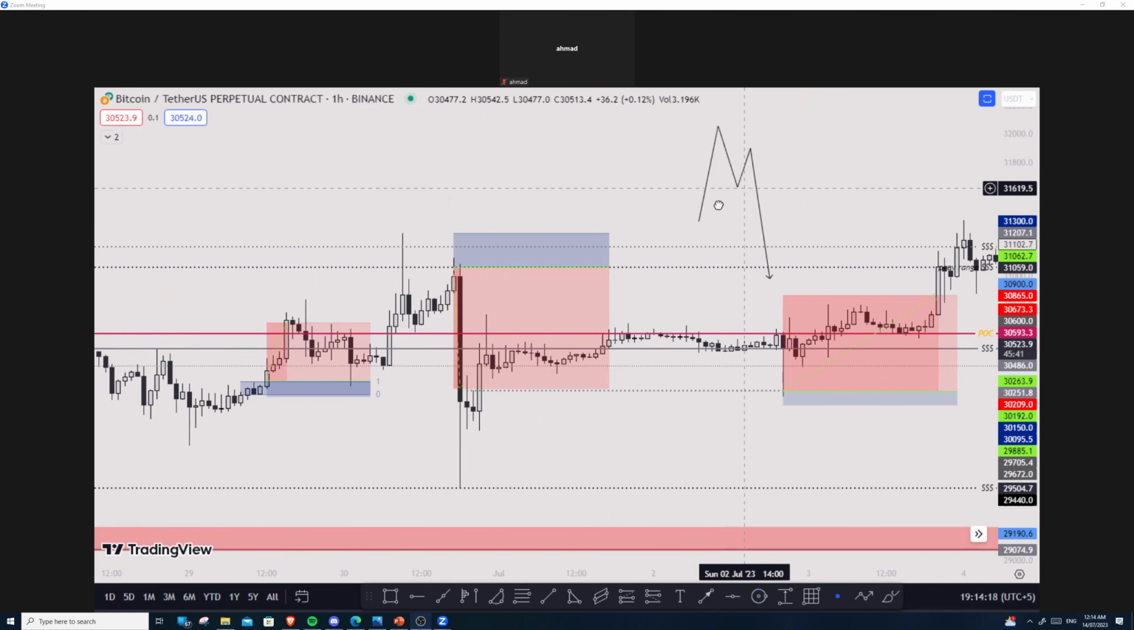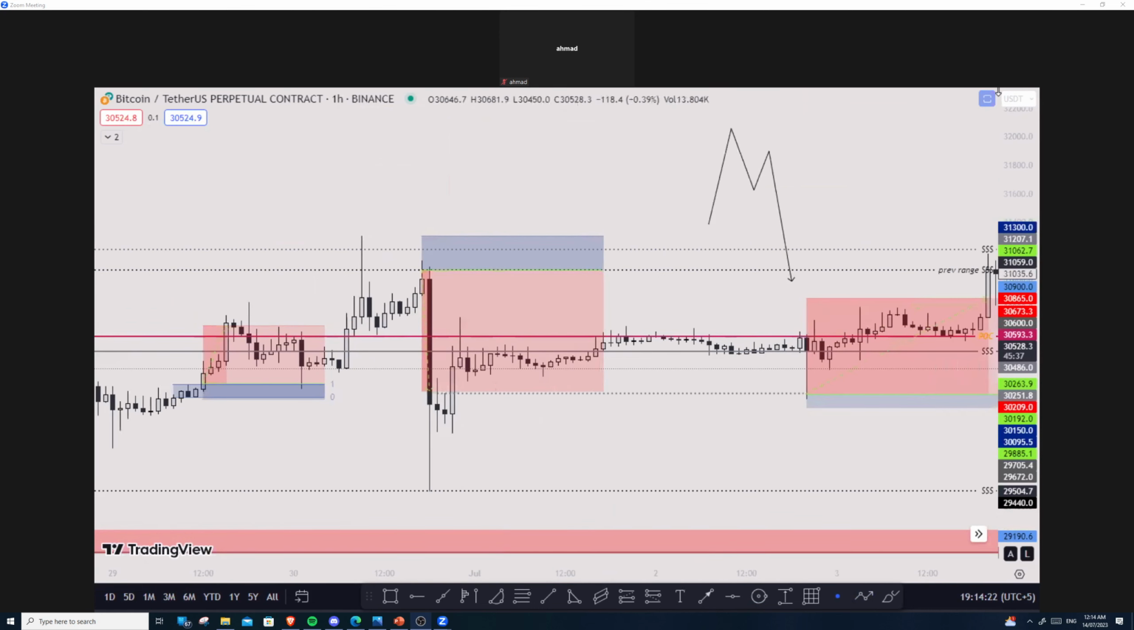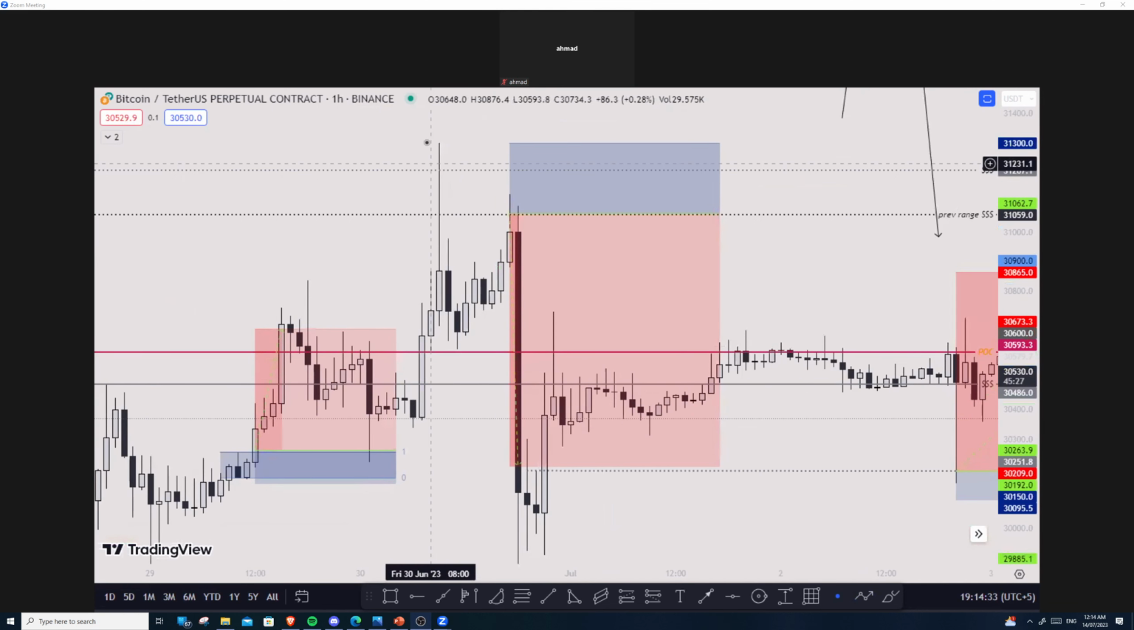So if you see the certain pattern, we actually did the same over here. We took out the previous range high, price went in to make a higher high, trying to break the structure, but eventually it was not the volume structure we were looking for. It came down, retraced a little.